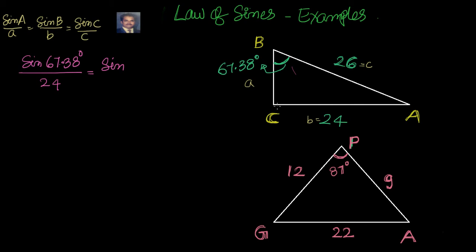We don't know what capital C is. So I will say sine of capital C divided by, I know the length here, small c is equal to 26. I don't know what capital A is and I don't know what small a is either. So I will say sine of capital A by small a. Right? That's it. Now how do we want to do this?